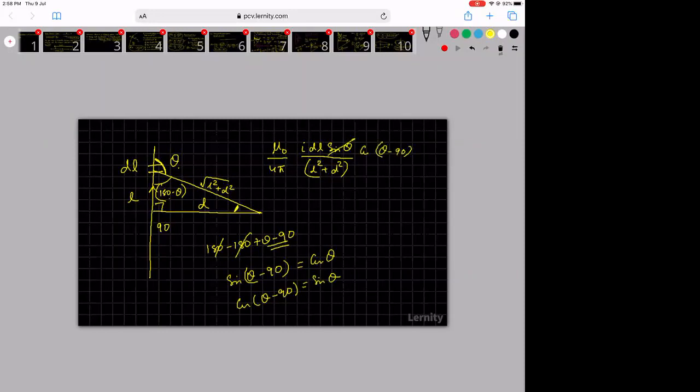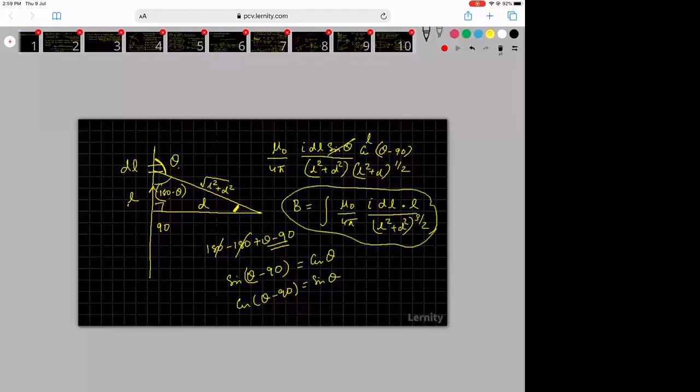Now if I change it to the cos of this angle, then my integral will look like cos of theta minus 90. Cos of this angle is L by L square plus D square power half. So B will become equal to the integral of mu naught by 4 pi, I dl into L by L square plus D square power 3 upon 2. Now you integrate this and you will get the value for B. Now you give proper limits to this side and this side and you integrate.